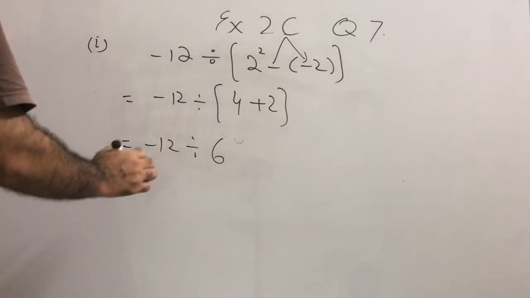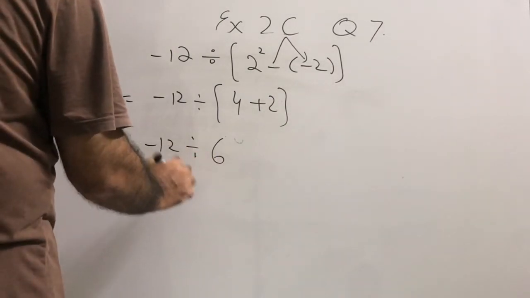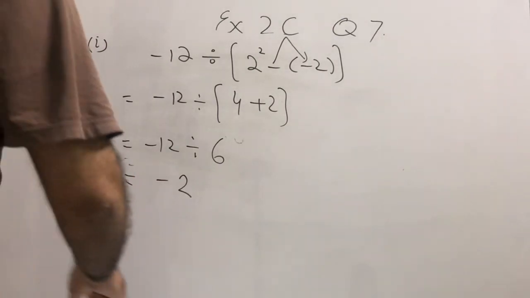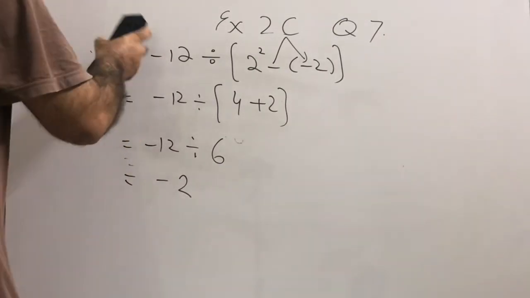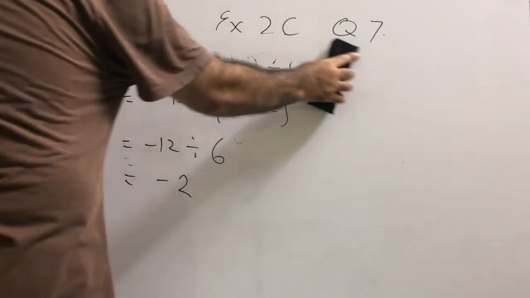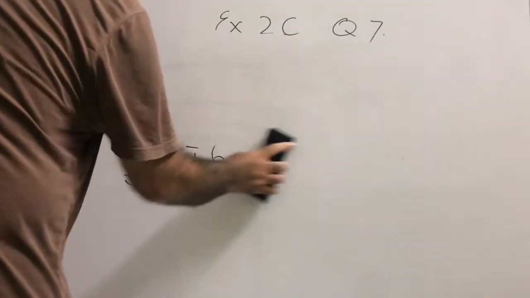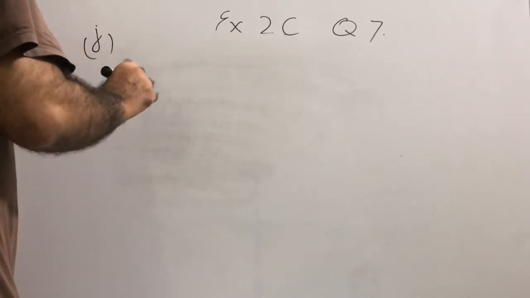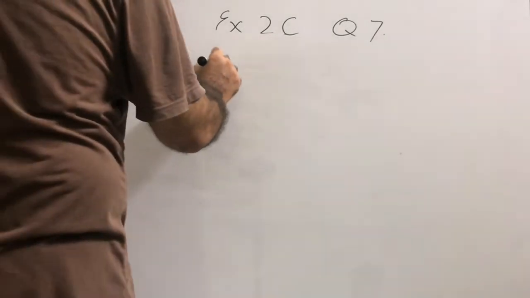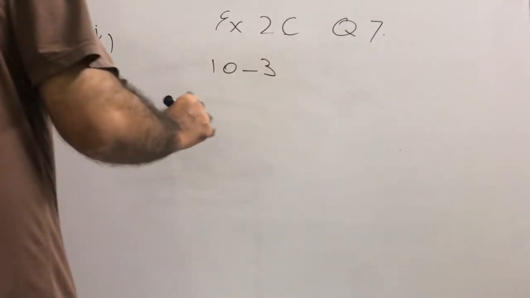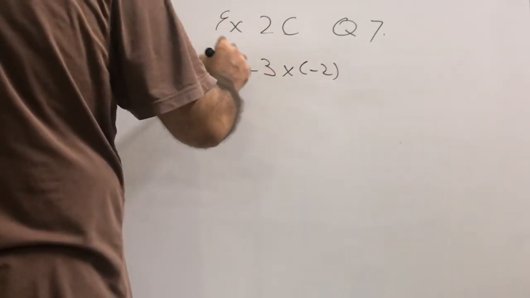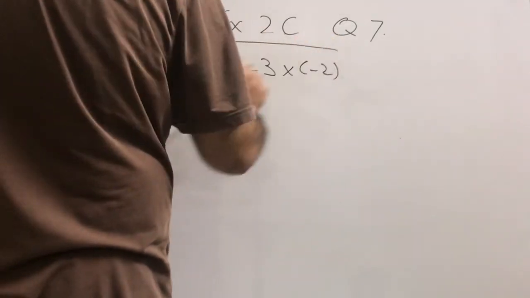When we divide 12 with 6, we get 2. Minus multiplied by plus becomes minus. So minus 2 is the answer for part I. We have the last part left with us, part J. Part J is 10 minus 3 multiplied by minus 2, and this is under root.